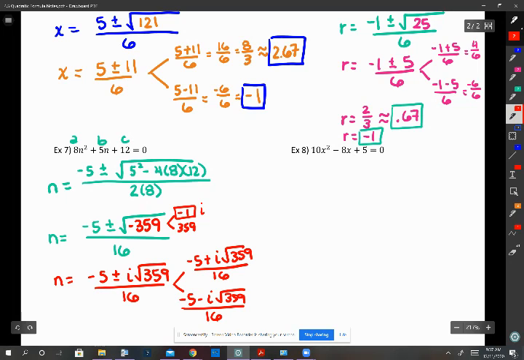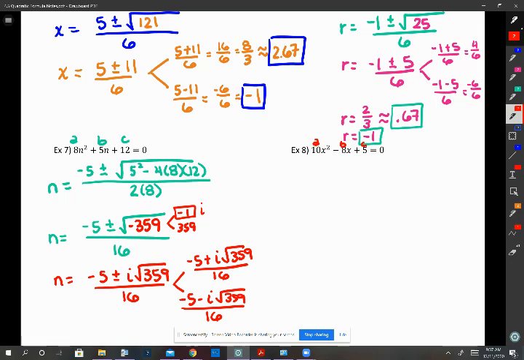359 we can't break down into any factors that we can pull out. But if that was like, let's say, 24 or something, and you could break it down, then you have to. So be careful there, because in this case we didn't break it down, but we could. In this case, if we look at example 8, we've got a, b, and c.